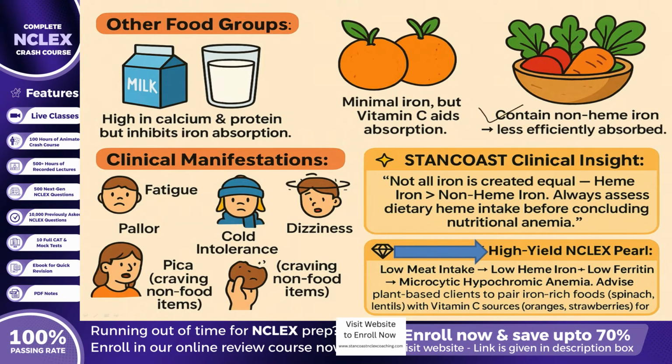Therefore, among all these options, omitting meat creates the most significant and sustained reduction in iron availability, directly causing iron-deficiency anemia. Transitioning to a deeper insight into clinical reasoning, Stancoast.